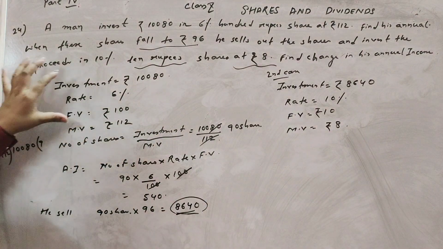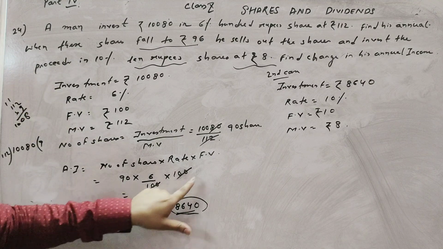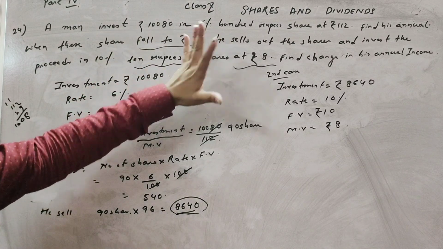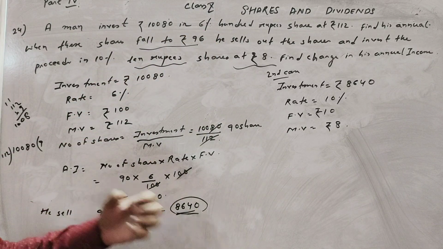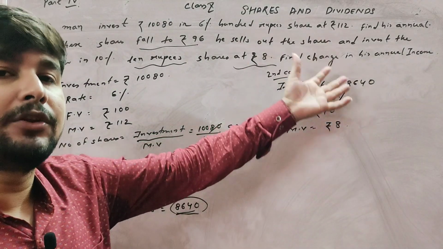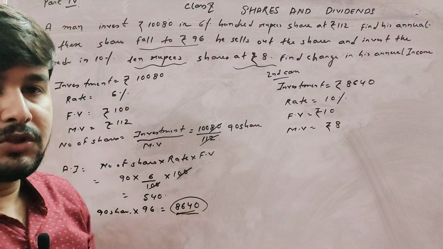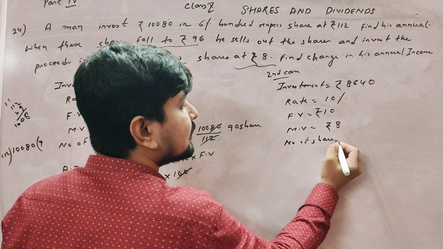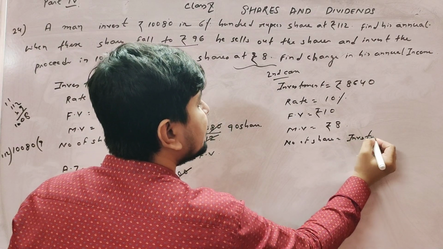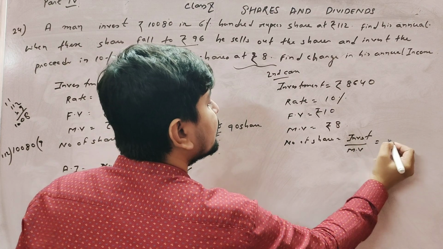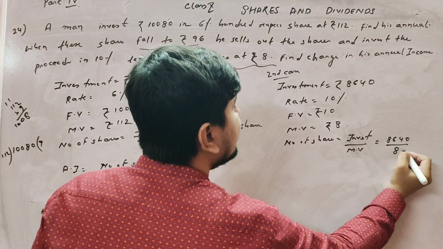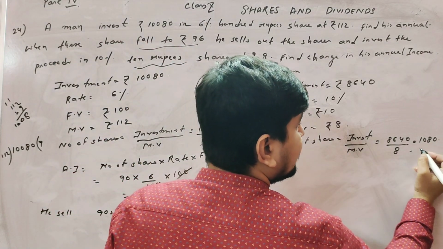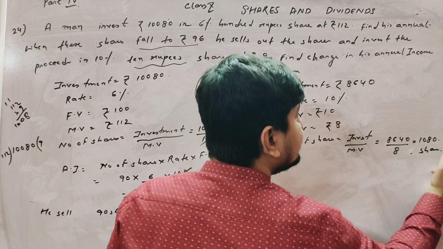Clear? Again I repeat, he has 90 shares, he gets annual income 540, but he sees that the price falls to rupees 96, so he sells all his shares and takes the money and invests into another company or into other shares. Okay, so first of all you calculate the number of shares from here, how many shares he purchased from this investment. So number of shares is investment by market value, so 8640 by 8, that is 1080. Okay, so he has 1080 shares.